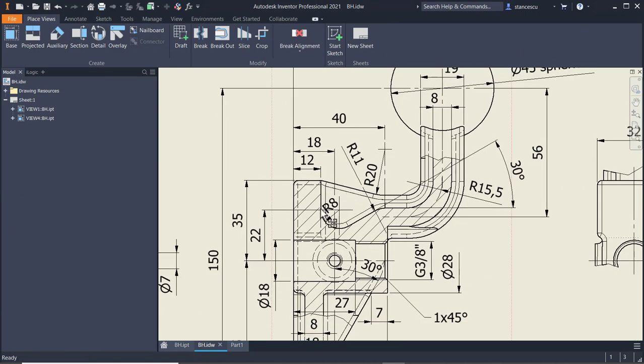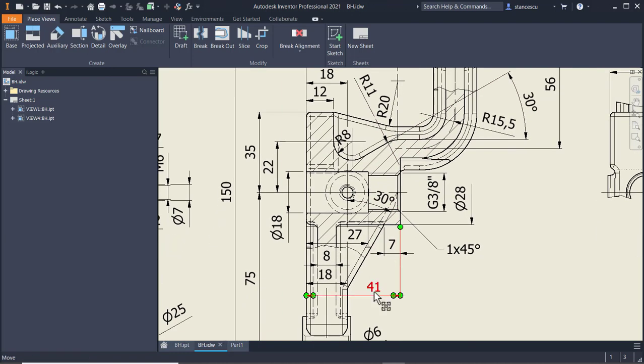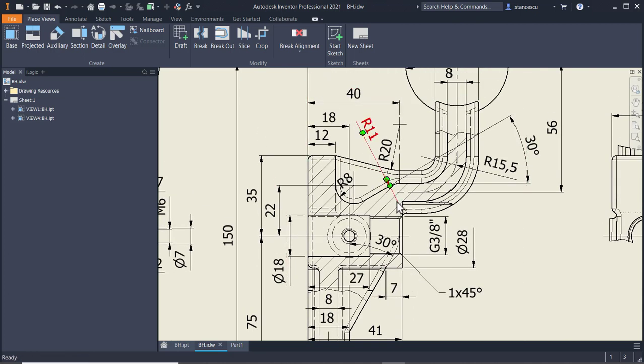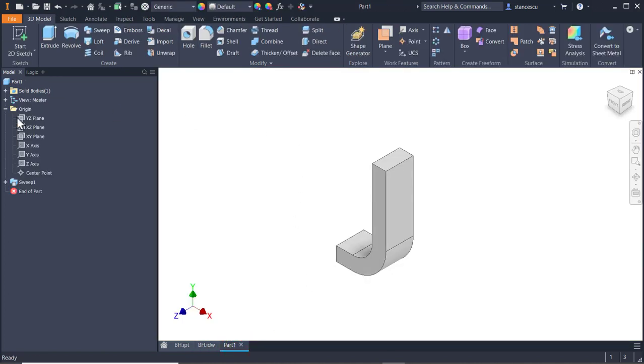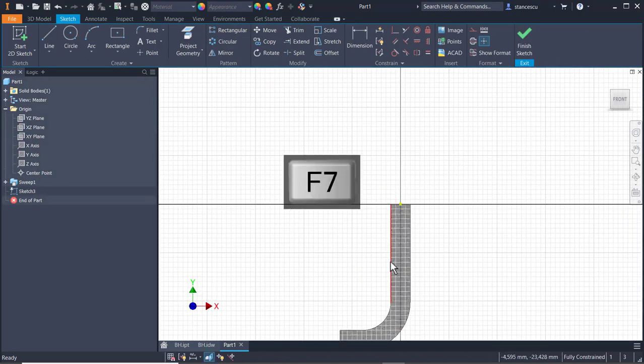We continue by creating this shape to the center of the cylinder and back. So this is 41 and this is 40, so 1 millimeter is the difference here. Yes, to connect with the existing volume. Take a look at the dimensions because we use them next. The plane is XY, F7.